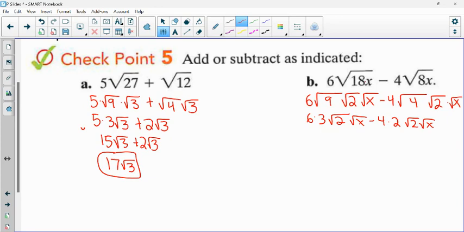And now I can do my m for multiplication. So I'll multiply the 6 and the 3 and get 18. And I can also multiply and get 2x underneath the square root. Minus 4 times 2 is 8. And again, I'm going to multiply my radicals, 2x. Notice we have like radicals now, which is what we wanted. So 18 minus 8 is 10, root 2x.